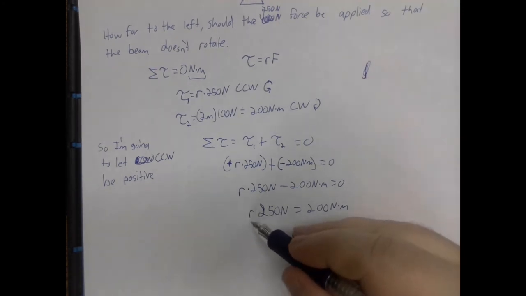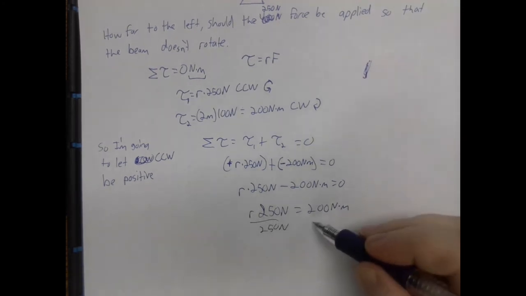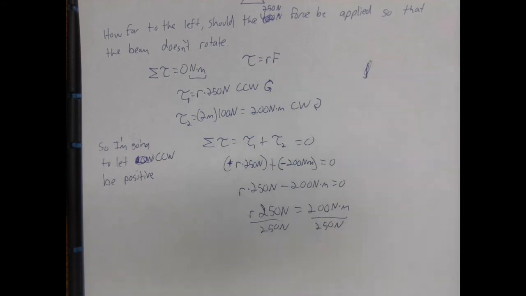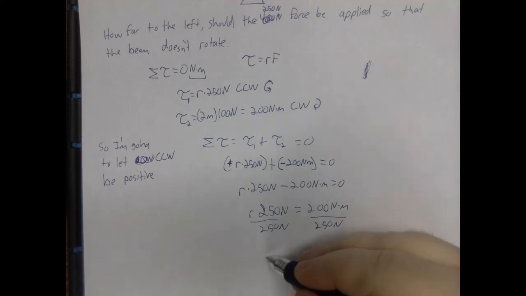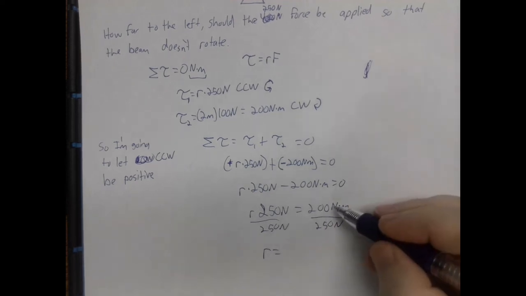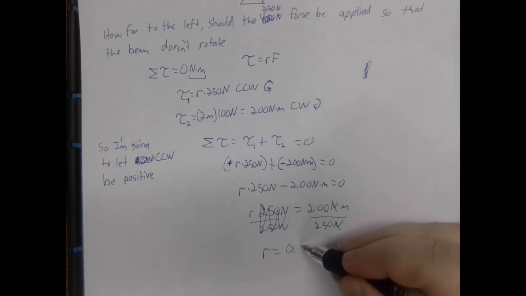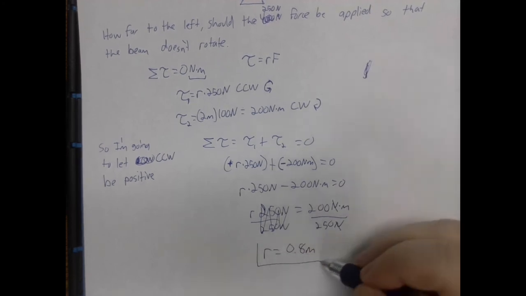Divide by 250 newtons on both sides. For R, the newtons cancel out, and we get 0.8 meters. And that's our answer.